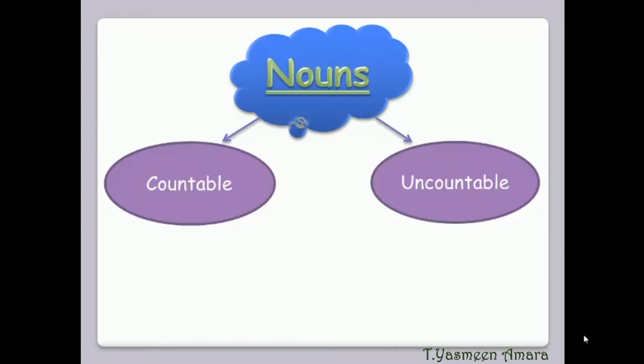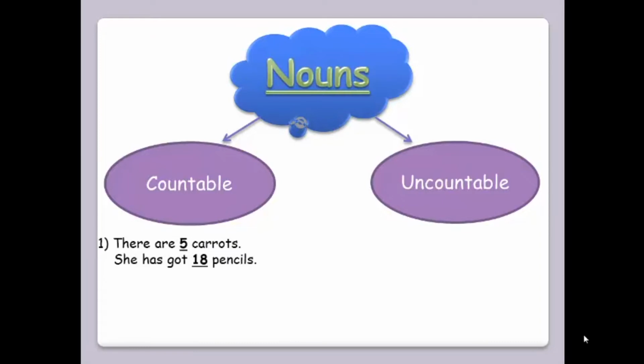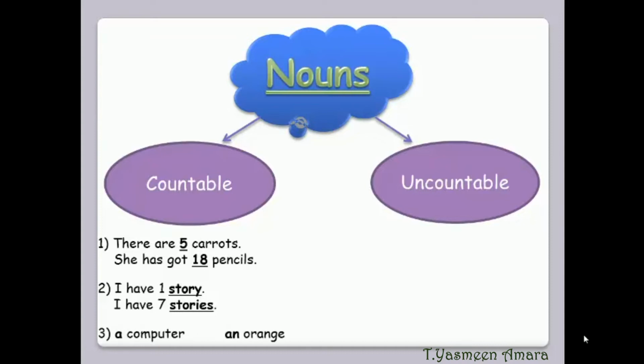Look at these examples. There are 5 carrots. She has got 18 pencils. The second point is they have a singular and a plural form. Look at these examples. I have 1 story. I have 7 stories. The third point is we can use a or an before countable singular nouns. Look at these examples. A computer, an orange.